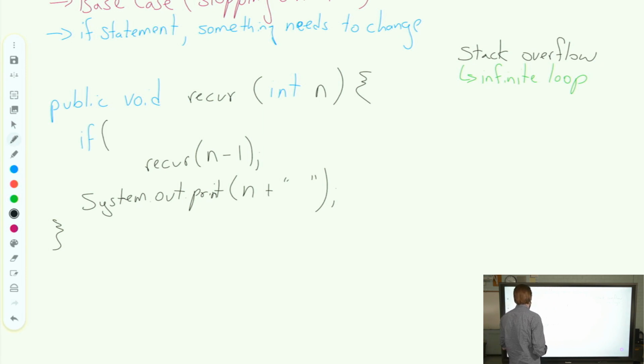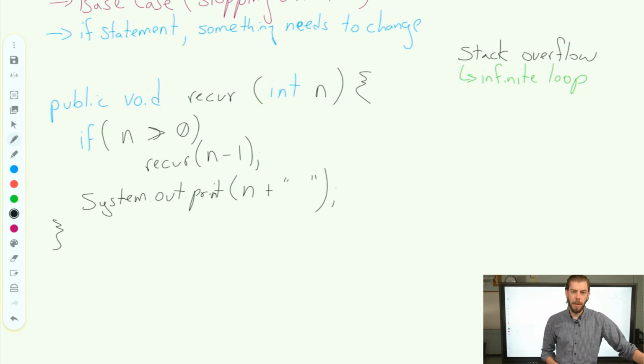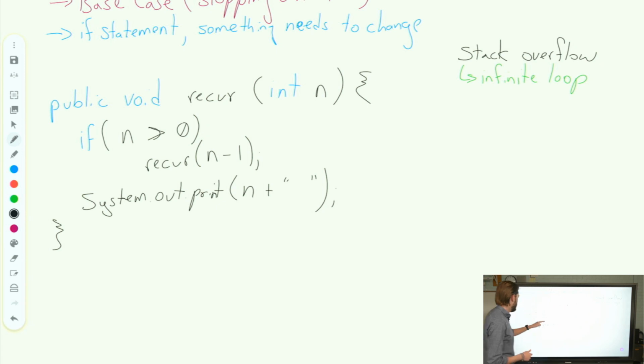So if our n is bigger than 0, make a nice greater than there. If our n is bigger than 0, then go ahead and call recur again. So now we have something that will stop. It will only call recur when n is larger than 0. Now let's go ahead and trace this.